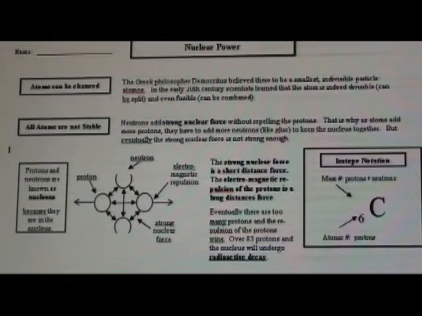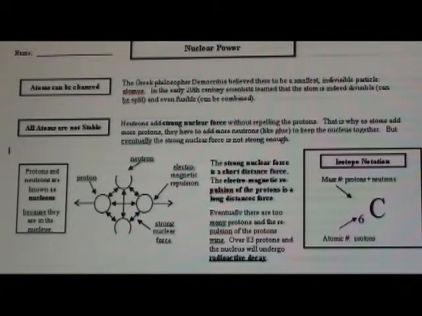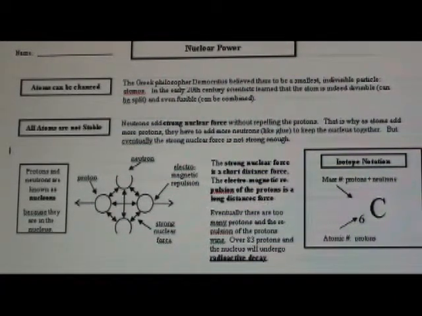Cramer, ACT Prep number 2, nuclear power. Alright, another area of weakness that we have seen on the ACT MME Prep for chemistry is nuclear power.